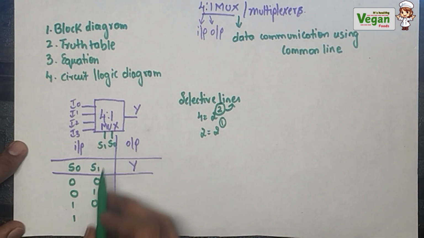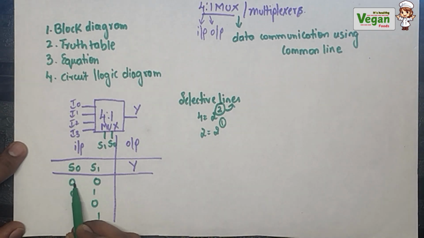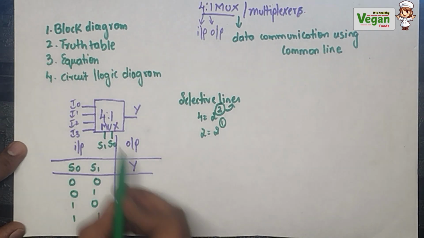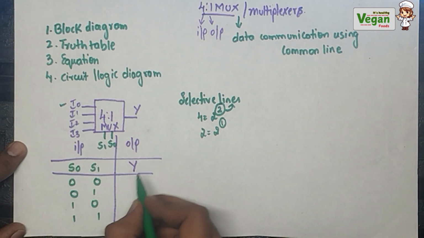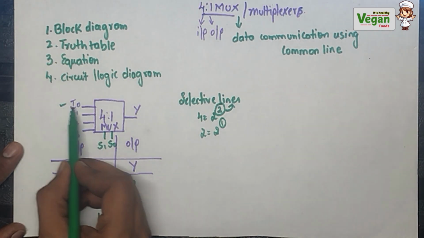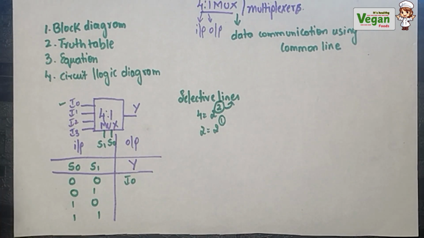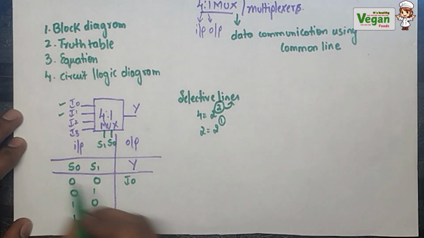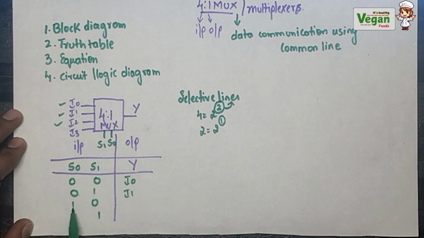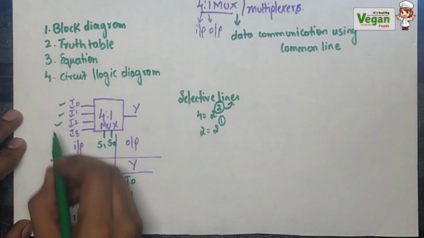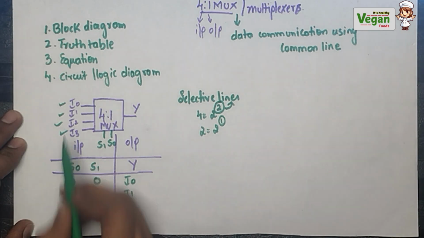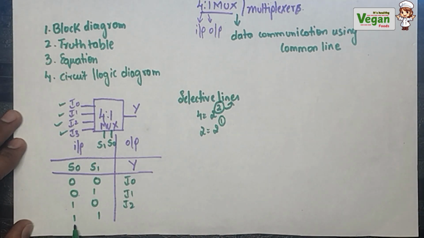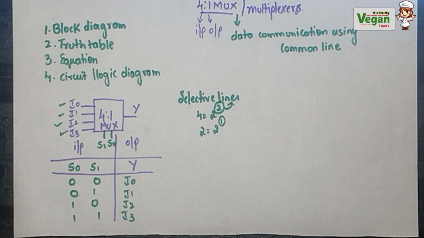Now let's assume that if the selective line S0 value is equal to 0 and S1 value is equal to 0, then I0 will be selected as the input. Then I0 will come out as the output. Next, if S0 value is 0 and S1 value is 1, I1. If S0 value is 1 and S1 value is 0, I2. Next, if S0 value is 1 and S1 value is 1, the output will be I3. So now we designed the truth table of the 4:1 multiplexer.